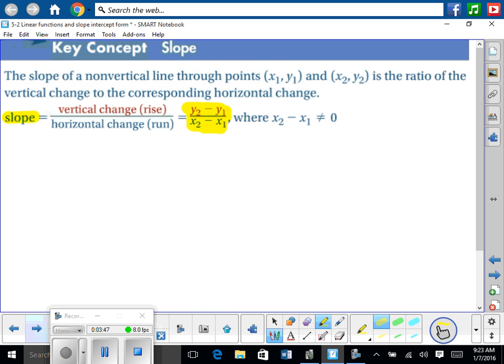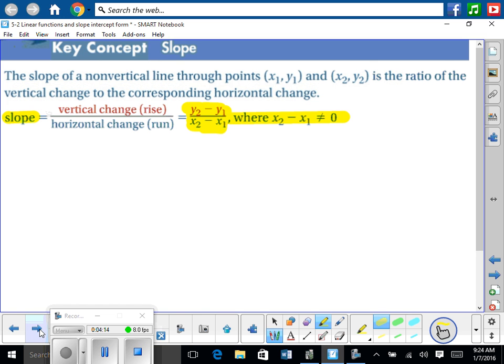All right, so can anyone tell me this little thing that they throw in? It says where x2 minus x1 cannot equal 0. Why can't x2 minus x1 equal 0? Yeah, beautiful. If x2 minus x1 was 0, wouldn't we have a 0 in the denominator? You're right, Dylan. Very good. Thank you. So we cannot have a 0 in the denominator, so we throw that in there at this level.